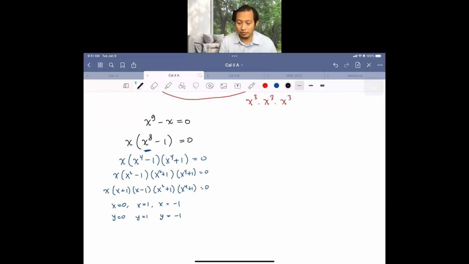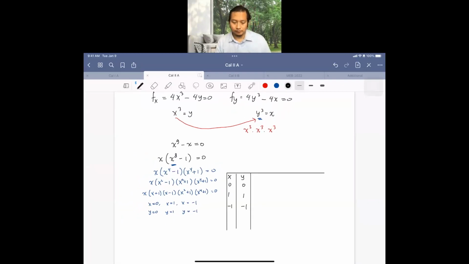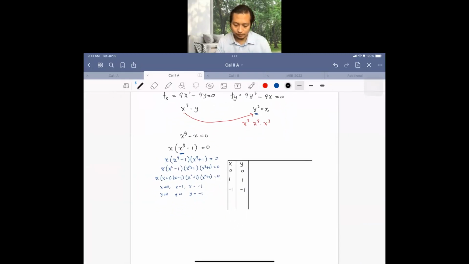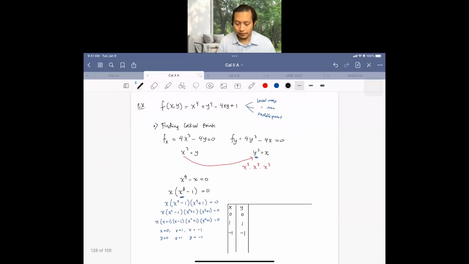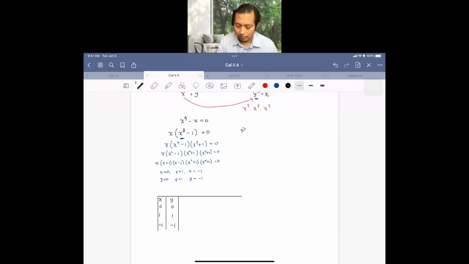So we make a table. Actually, we can make a table that simply lists x, y, so 0, 0, 1, 1, negative 1, negative 1. So we have three critical points, and then after that, or maybe let the table be here, and then after that, use the second derivative test.